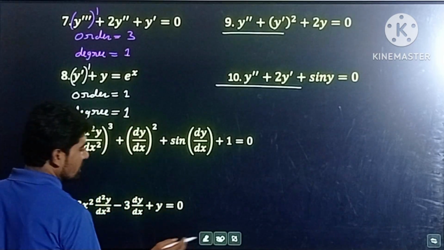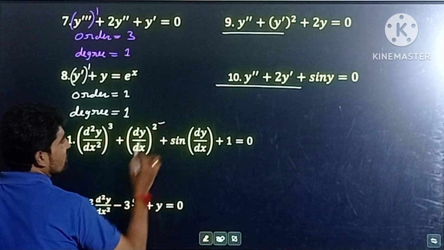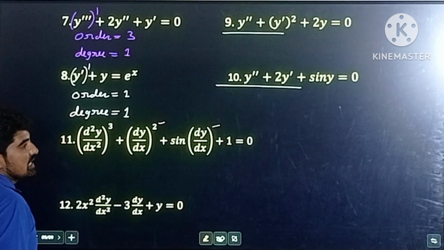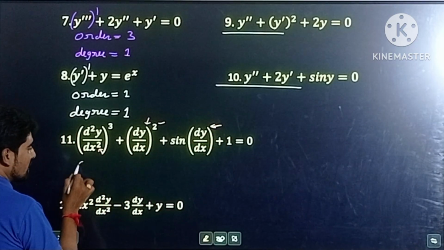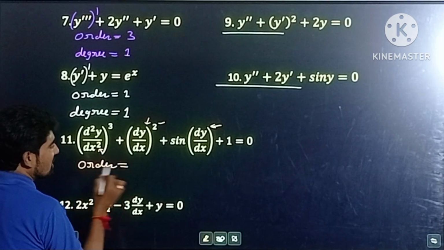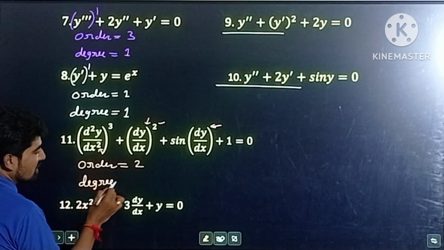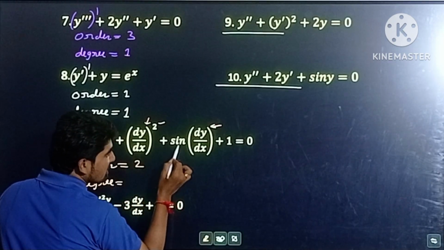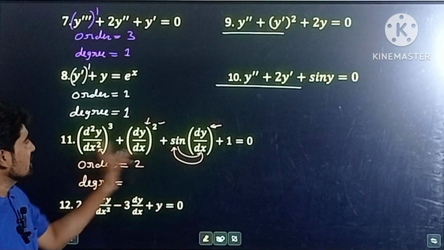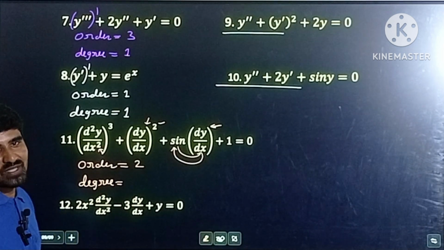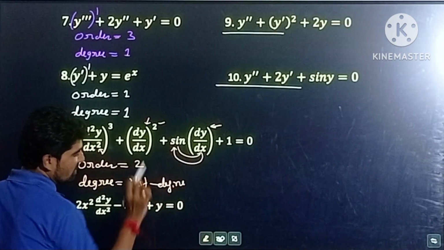So now the 11th one. So 11th one is (d square y by dx square) power 3, (dy by dx) power 2, sine of dy by dx plus 1 equals to 0. So in this differential equation, first order derivative and second order derivatives are involved. Among these, the highest order is the second order derivative, therefore its order is 2. And degree, observe here, the third term sine of dy by dx, here the derivative is involved with the trigonometric function. It means this differential equation is not polynomial in derivative, therefore degree of this differential equation is not defined. I hope all of you are understanding.